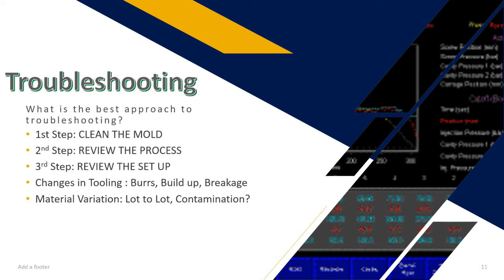In terms of material variation, we're going to compare whether we change from one lot to another, or are we having a problem with contamination. And then lastly, the labor effect. We need to ask ourselves, is there some way that the operator is affecting our process? We're also going to look at maintenance issues, which a lot of times we're going to use our historical data to identify changes that have happened within the process.